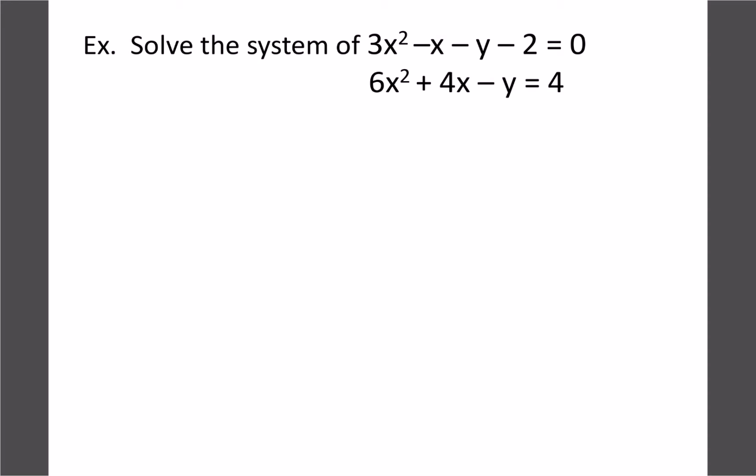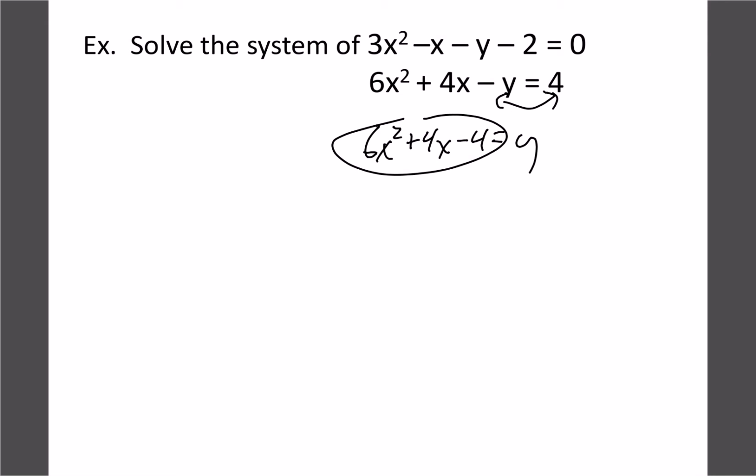So here's another one, another quadratic. They're both quadratics, so we need to make one of them y equals. So let's just make this one switched around. So we'd have 6x squared plus 4x minus 4 equal to y. And then let's plug all of that in for y into the first equation. So let's rewrite it all out. So we'd have 3x squared minus x minus the whole thing. So minus 6x squared plus 4x minus 4 minus 2 equals 0.